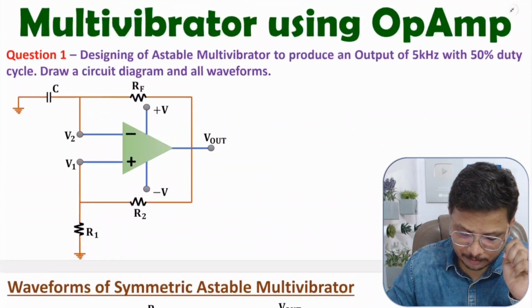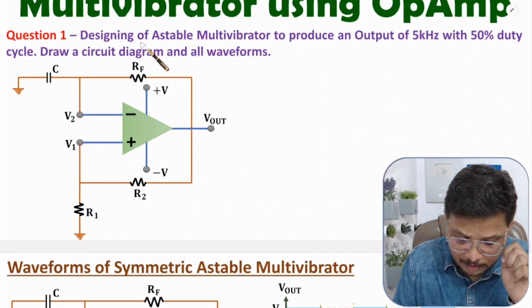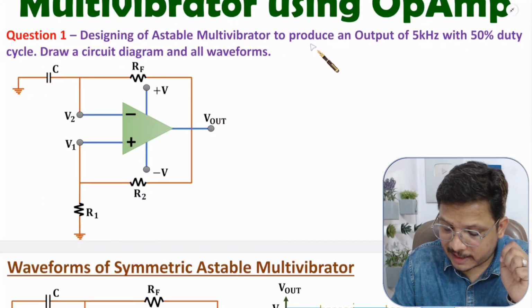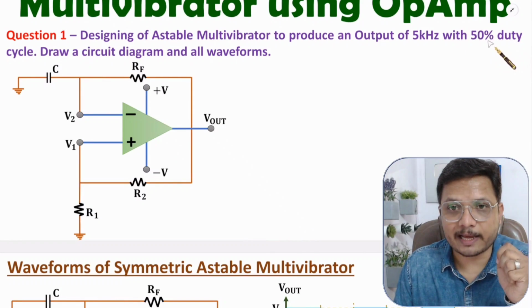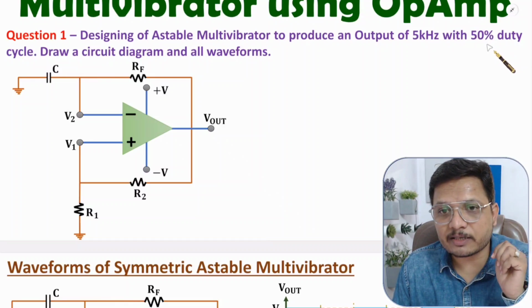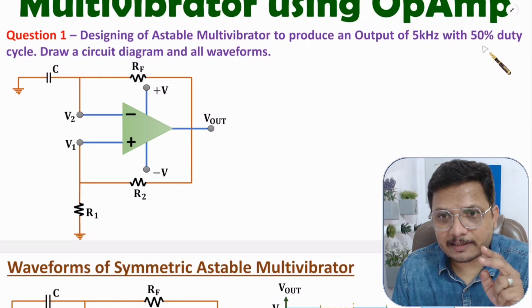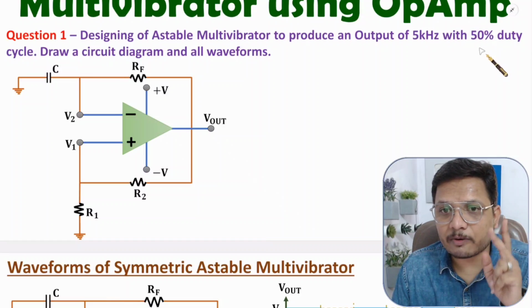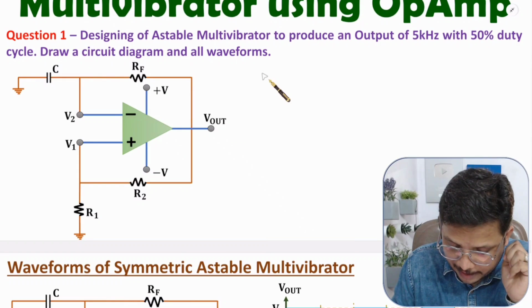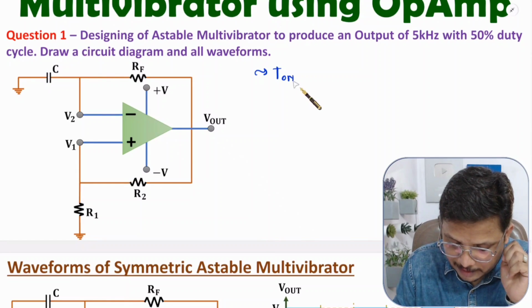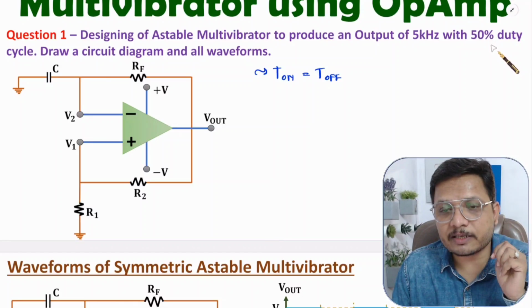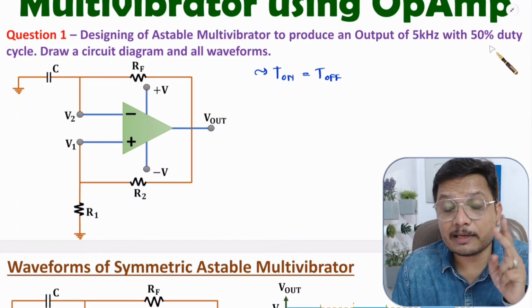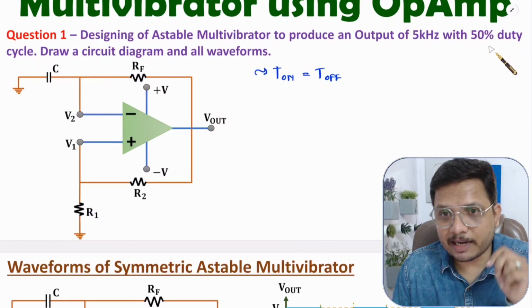See, in question number 1, we are given with astable multivibrator that is producing output of 5 kHz and that is having 50% of duty cycle. If you have 50% of duty cycle, what it means? It means that you have T on is equals to T off. Here we have T on that is equals to T off. Means we have 50% of duty cycle. If you have 50% of duty cycle, then you will be designing symmetrical astable multivibrator.